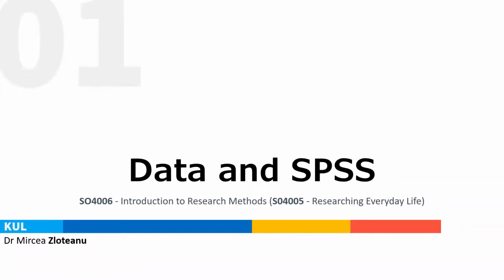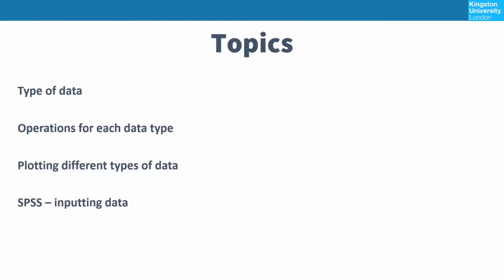In this video, we're going to be covering different types of data and how to enter it into SPSS. First, we will be looking at the different types of data that you can record, operations that you can have with each type of data, as they can differ based on the level of data, and different and optimal ways of plotting each type to accurately represent the type of information that you have. And finally, we'll be putting all of these together and adding them to SPSS.